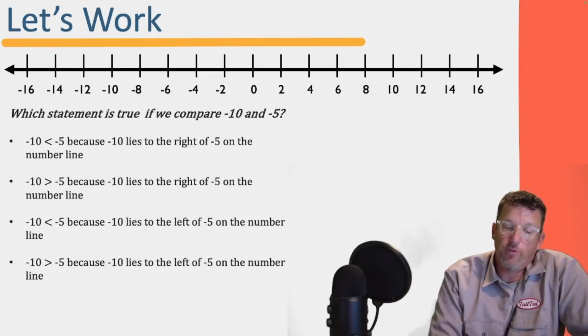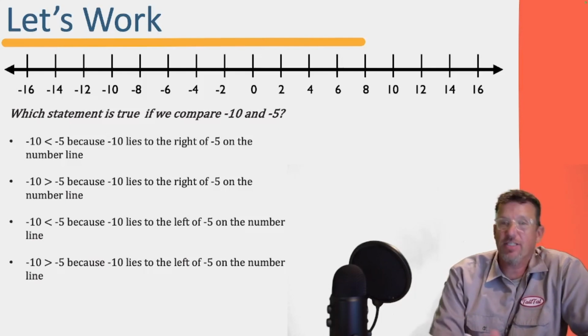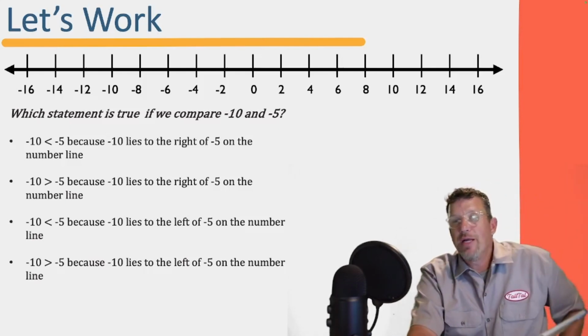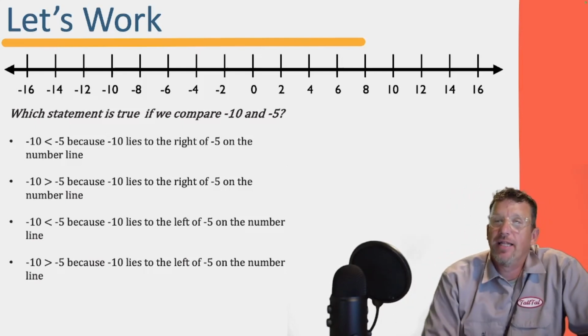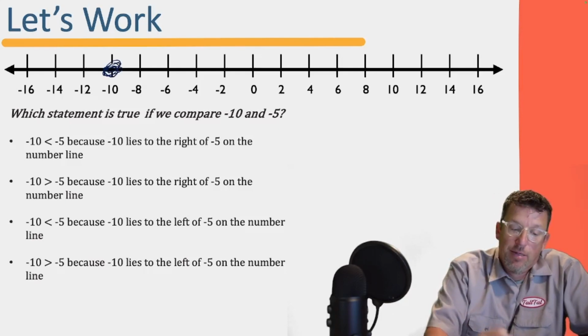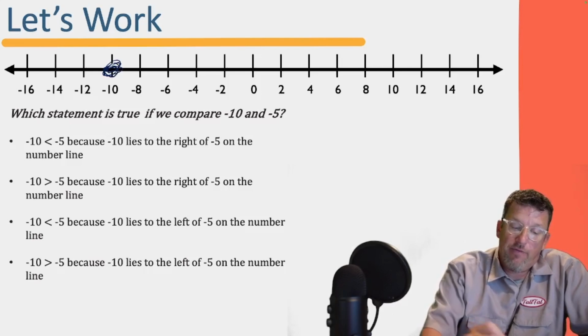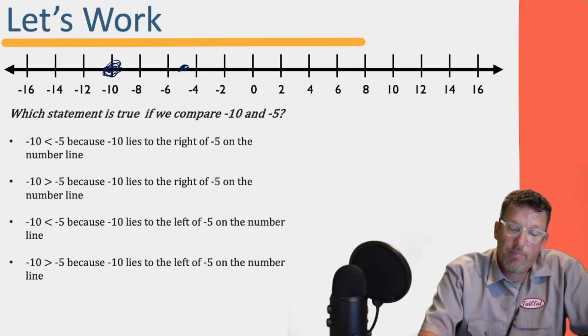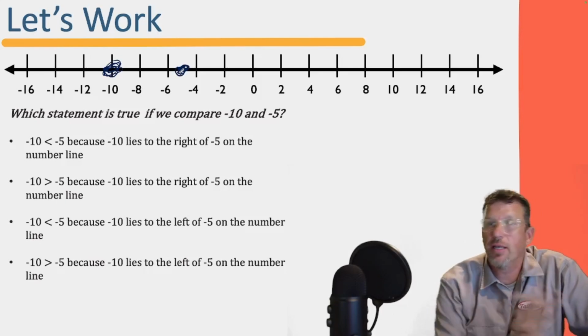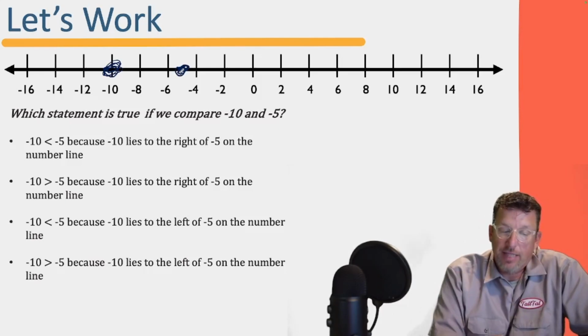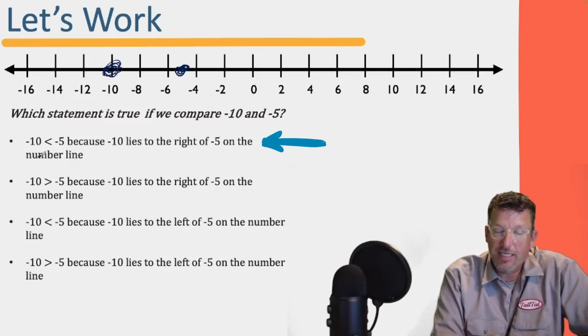Which statement is true if we compare negative 10 and negative 5? This is kind of tricky, so you really got to make sure you're reading this correctly. But I think the most important thing to do is just really put it on a number line, and then let's read each statement. Notice I'm putting that between negative 4 and negative 6 because in between there would be negative 5. So negative 10 is less than negative 5. Is negative 10 less than negative 5? Yes, so far that's true because it's going farther in that direction.